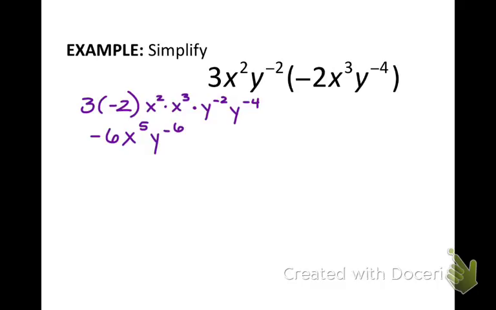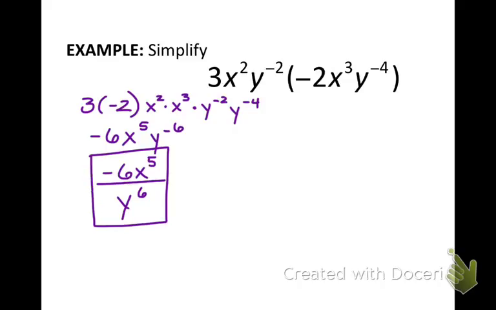I only have one negative exponent. Even though my 6 is a negative 6, it's not a negative exponent, so I'm not going to touch it. I'm not going to touch the x to the 5th, but where am I going to send the y to the negative 6 to make it become positive? Send it down to the bottom. So then I get negative 6 x to the 5th, all over y to the positive 6. Simplified.